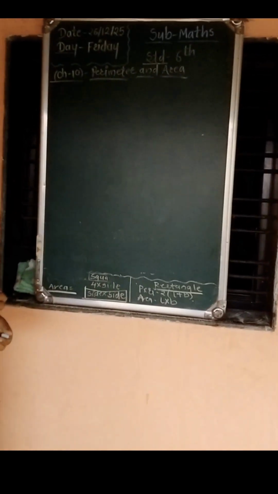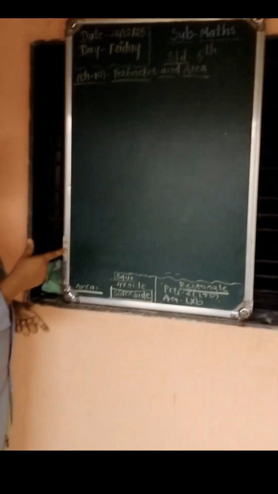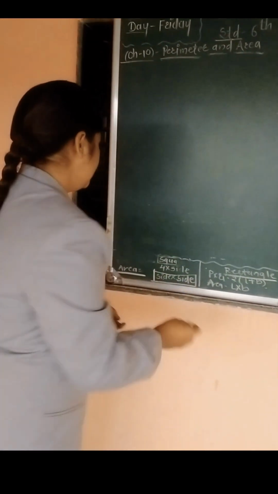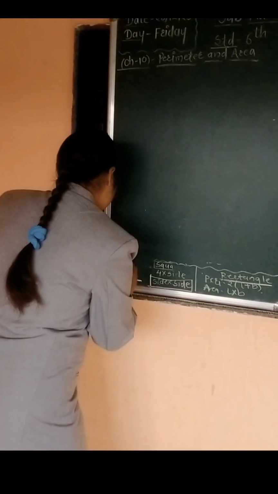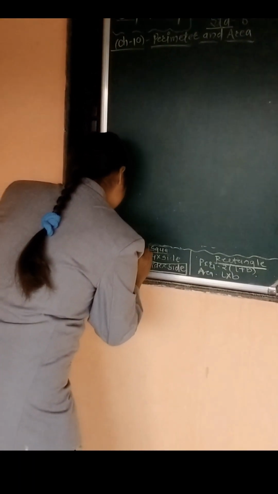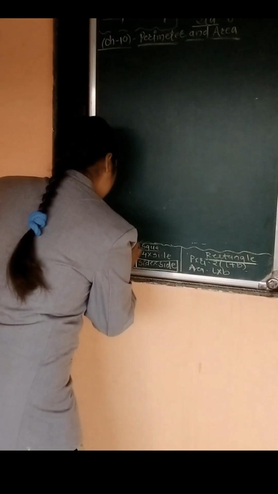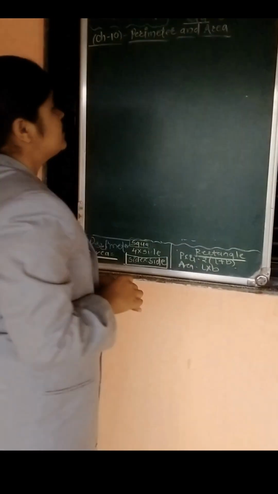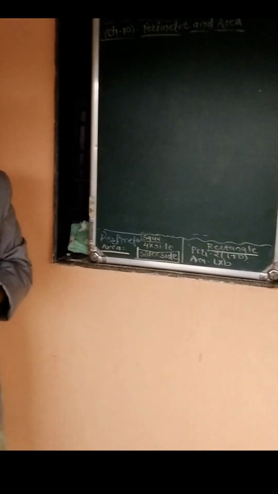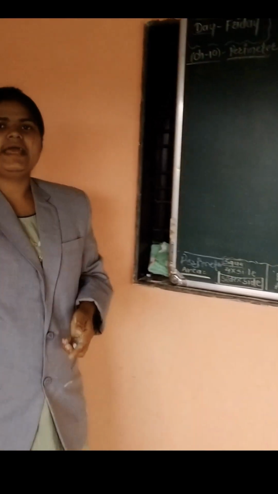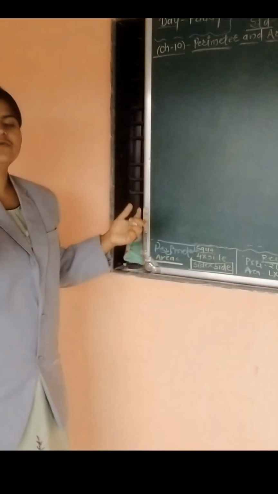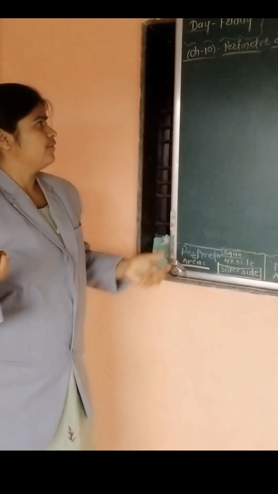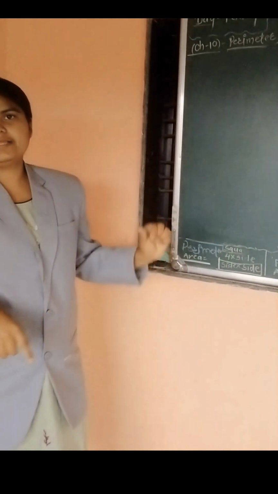So students, let's do a summarization of today's topic. What did we study today? We studied the definition of perimeter and area. Then we saw the formulas of perimeter and area for the square and rectangle. Then we solved two examples on the basis of perimeter and area, of the rectangular playground and the classroom, which is a square. This is all about today's lecture.